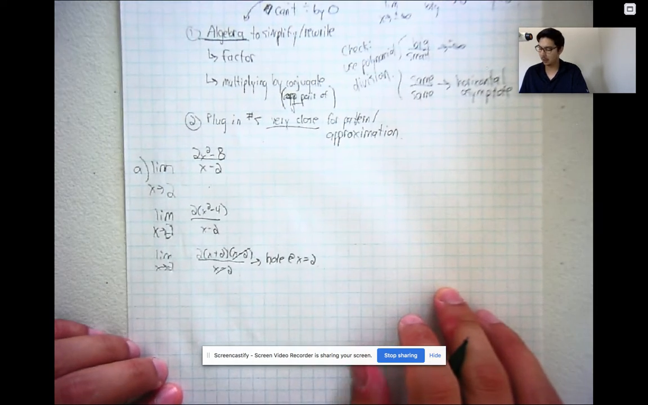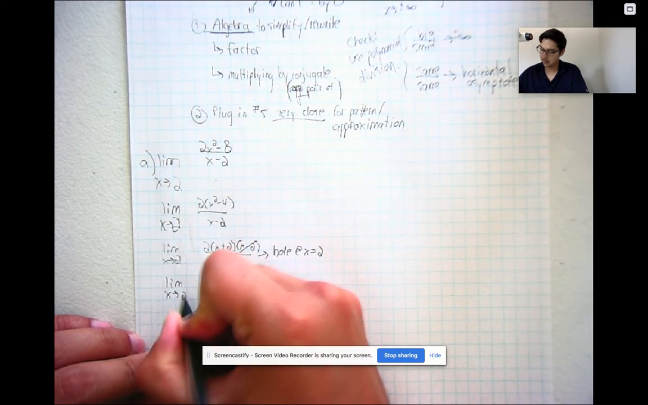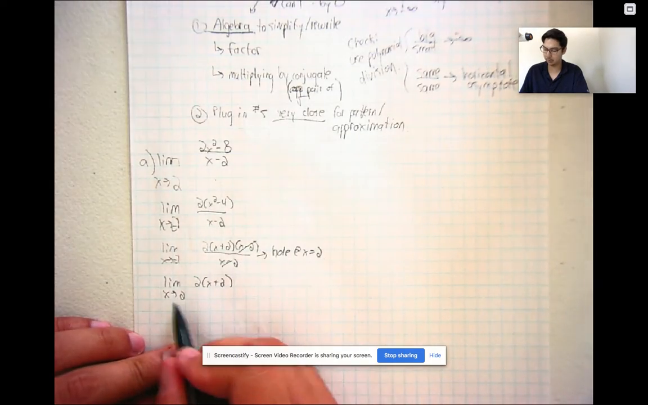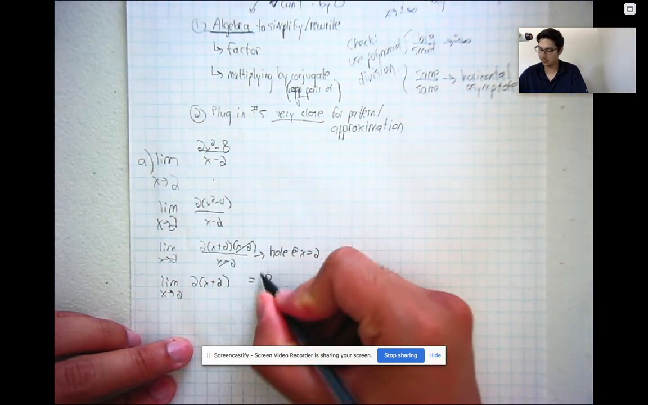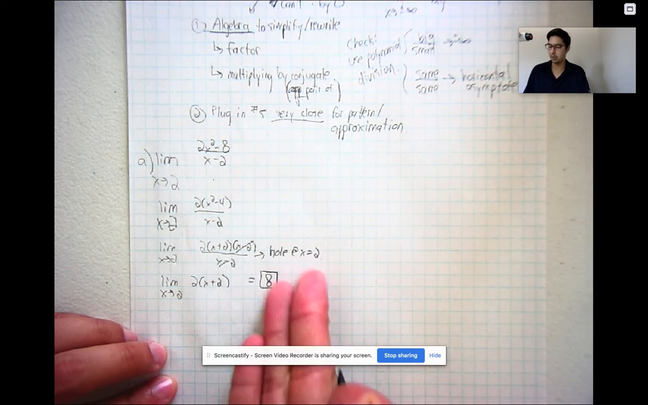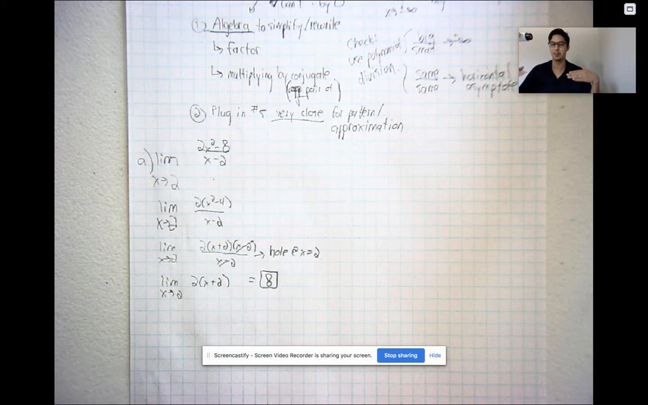But now we're at the function 2 times x plus 2, in which now we can plug in 2 and get 2 plus 2 is 4, times 2, and we get 8. And there's our answer. Now, there is a hole at 2, but that's okay, because a limit can still exist even though the value isn't at that point. In which case it's not continuous, but the limit still exists.